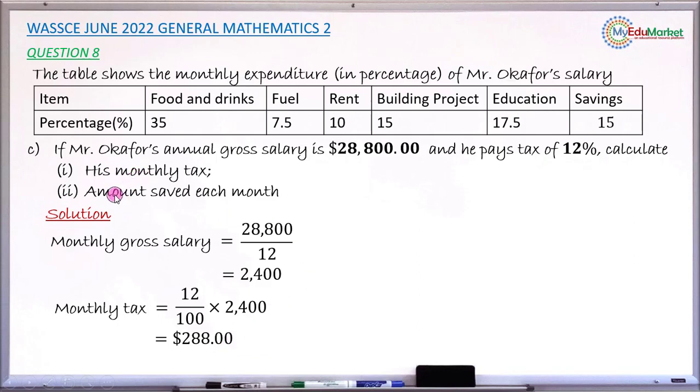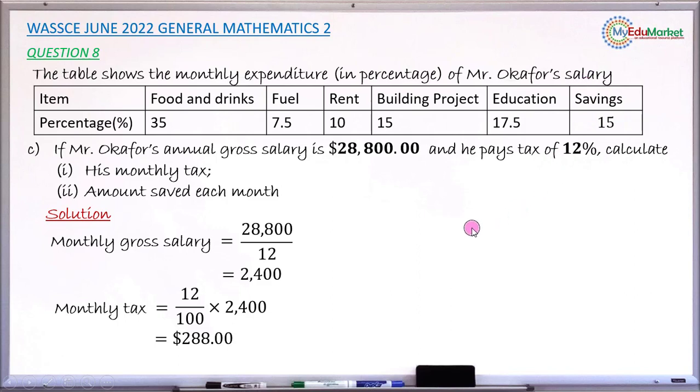So we move to Roman 2. Roman 2 is asking the amount saved each month. The amount saved each month would now be 15% of the salary, but this salary, mark you, is the net salary, not the gross salary. He's saving 15% of his net salary. So what we are going to do first is to get the net salary.